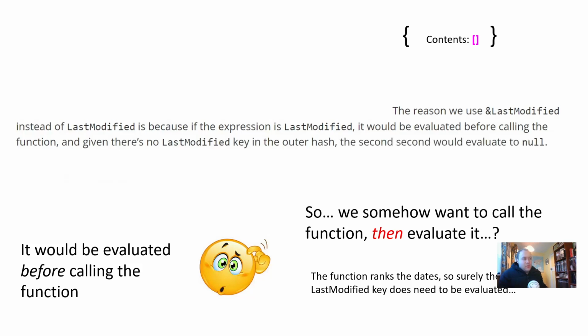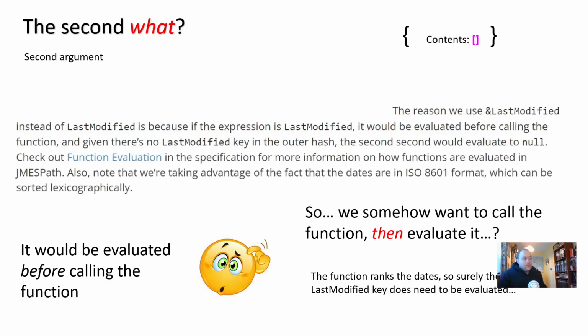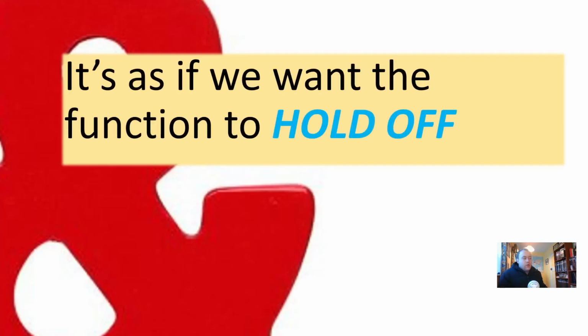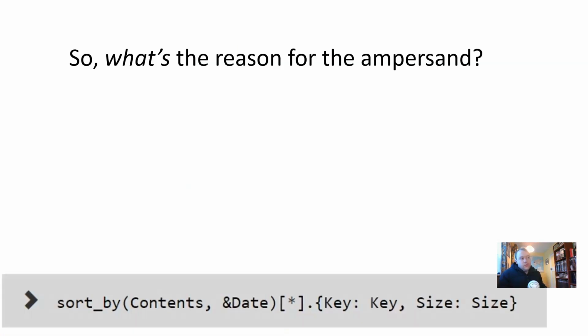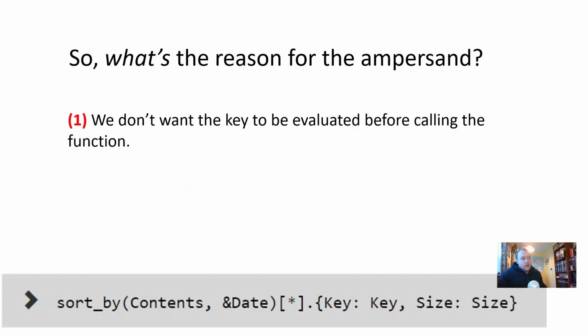But they say there's no last modified key in the outer hash. The second argument would evaluate to null. I think they mean second argument. Okay. So we want the function to hold off. Both of these things seem to be cited as a reason for the ampersand. We don't want it to be evaluated before calling the function, and it's also the fact that the key is not in the outer hash. So the conclusion I'm drawing is that we somehow call the function and then we evaluate.